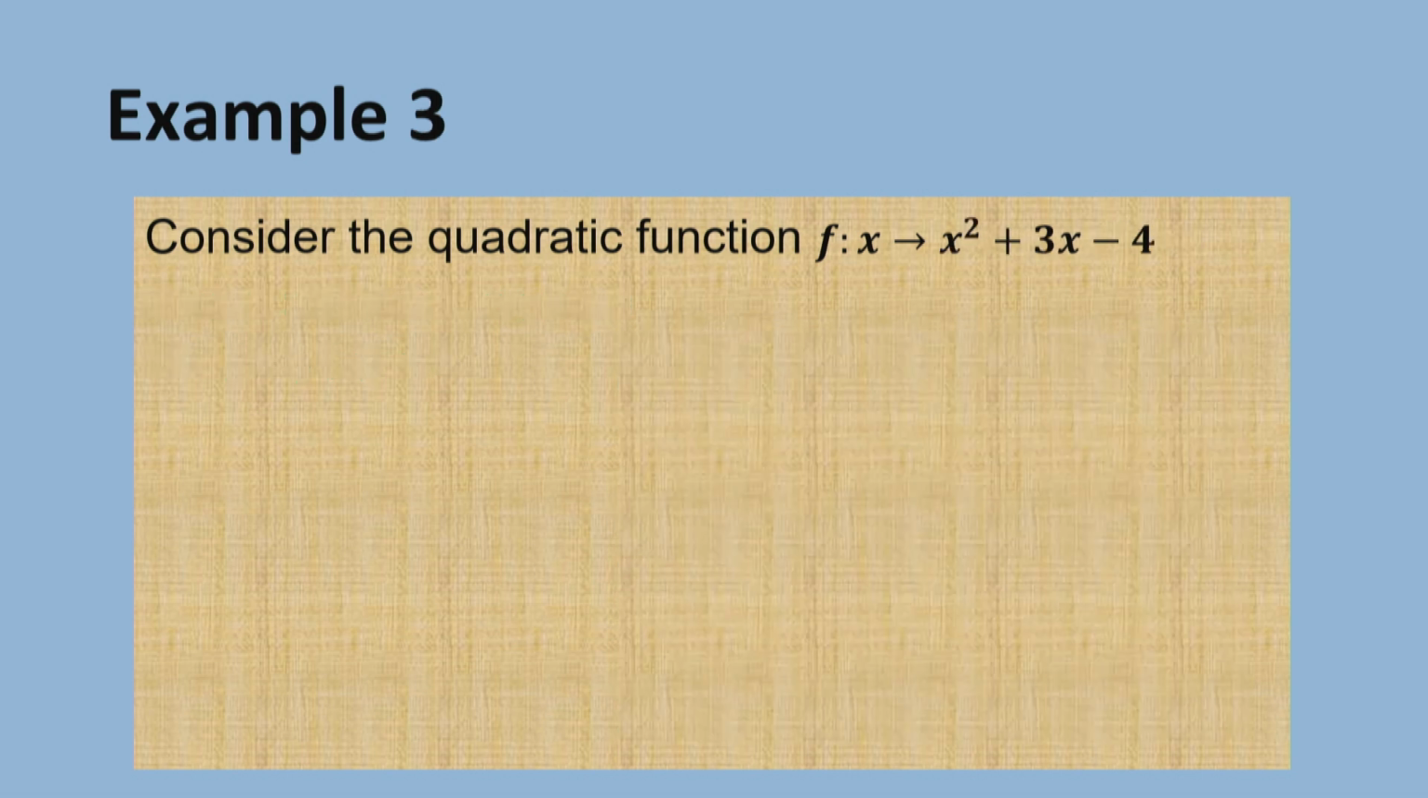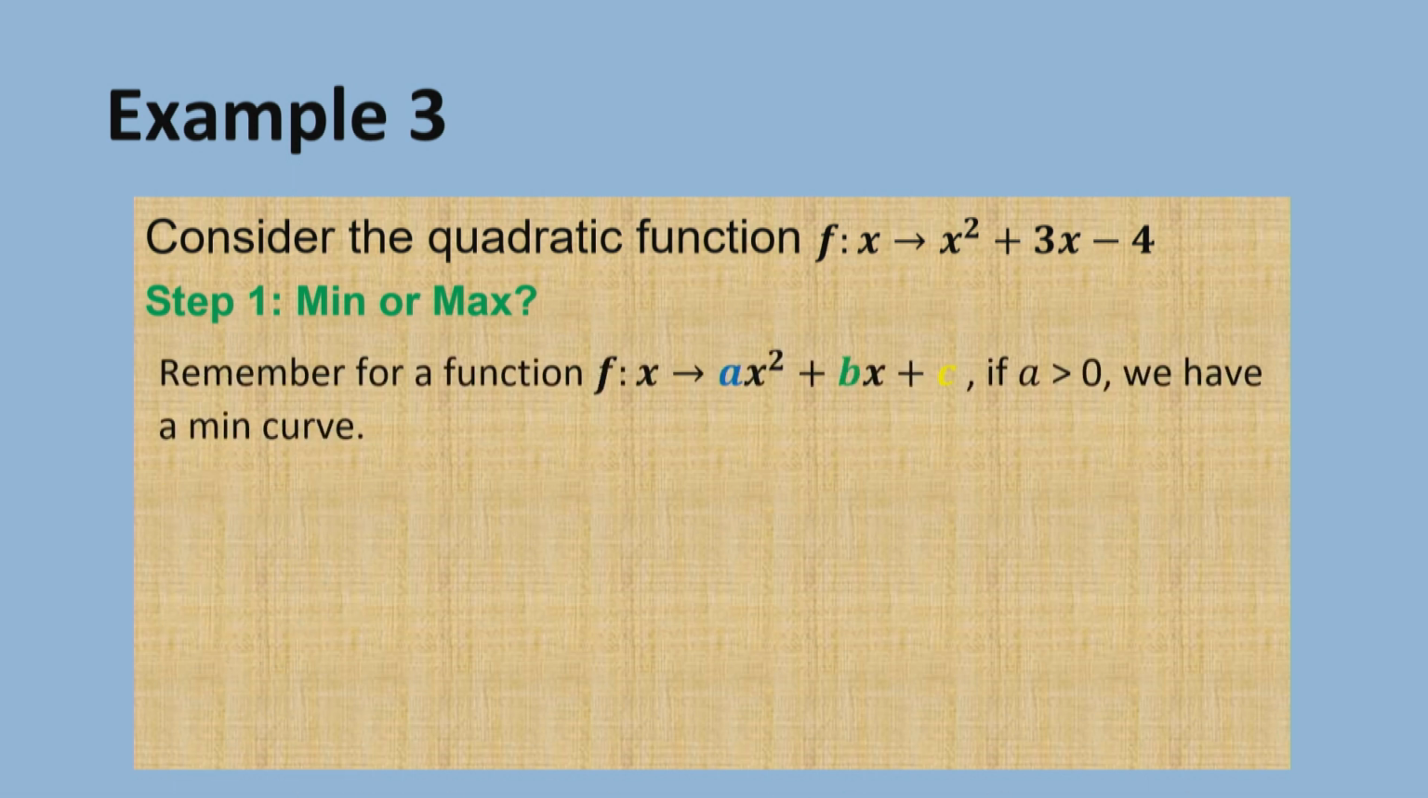Let's take another example. Now consider this quadratic function. We have x squared plus 3x minus 4. Okay, how do we proceed? First step, is it a maximum or a minimum? How are we going to know that? Well, we check the value of a. Now, what is the value of a? Here, a is 1. That is greater than 0. Therefore, we have a minimum curve.